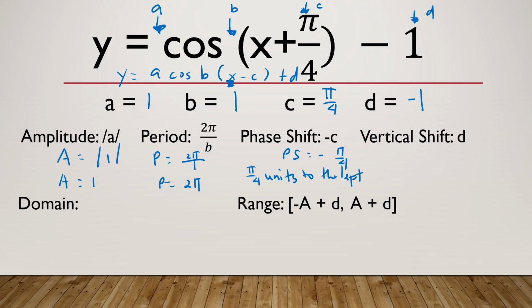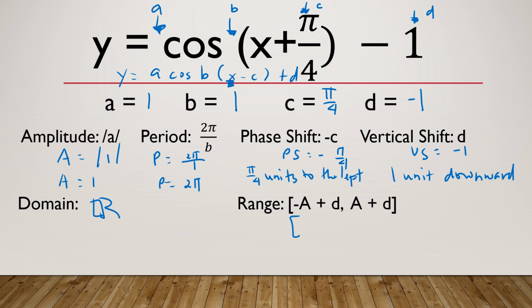After that, for vertical shift, your D is equal to negative 1. Therefore, it will be 1 unit downward. If our vertical shift is positive, therefore it will be upward. If the vertical shift is negative, it will be downward. Same thing with phase shift. If the sign of the phase shift is negative, it will be to the left. But if the sign of the phase shift is positive, it will be to the right. For our domain, since there will be no restriction, therefore it will be the set of all real numbers.